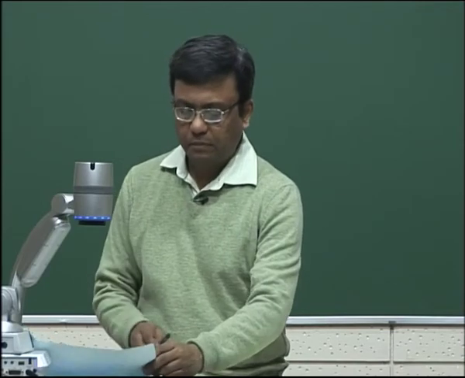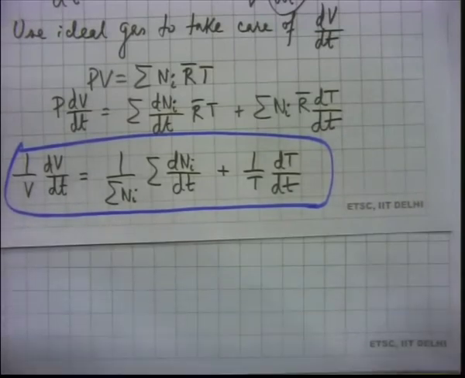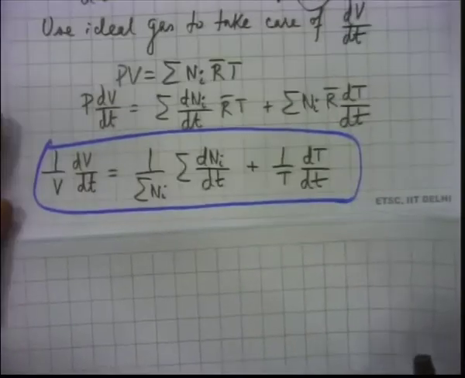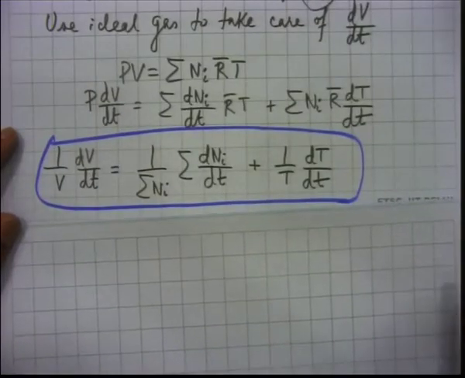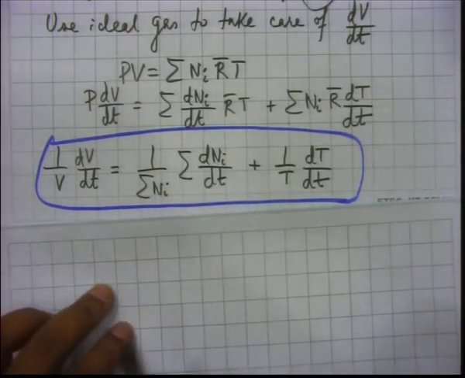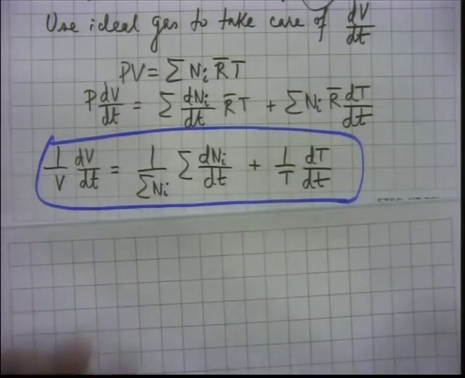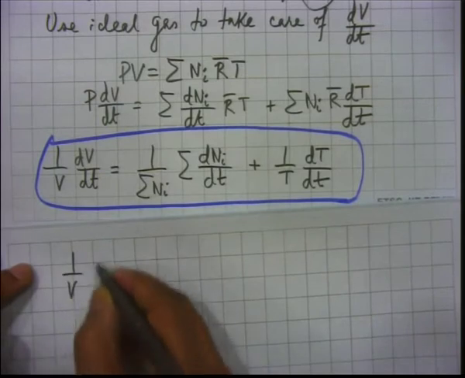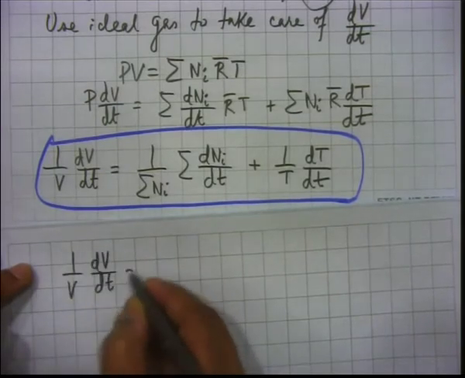Actually, we can do one more thing very quickly. Just divide here also by volume. So, 1 over V dV/dt.